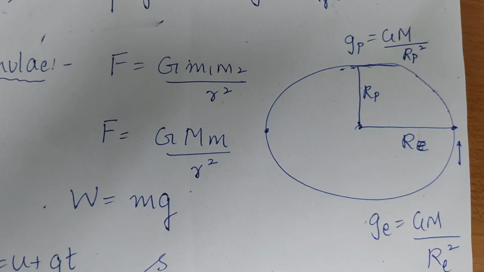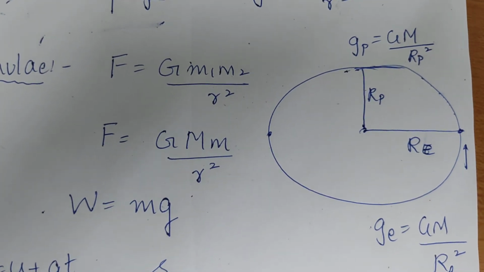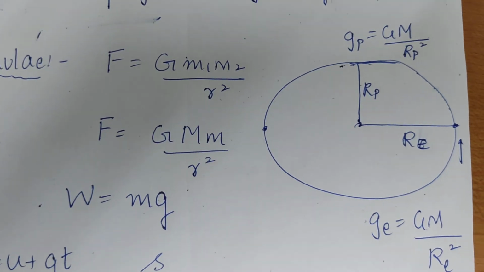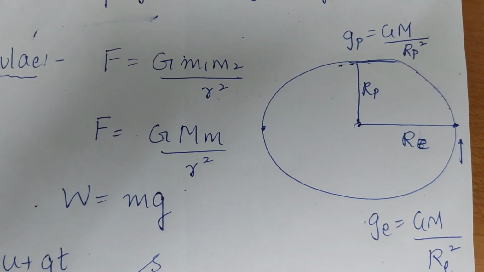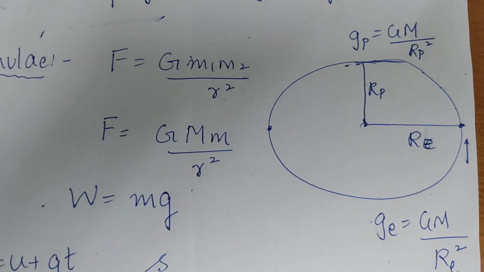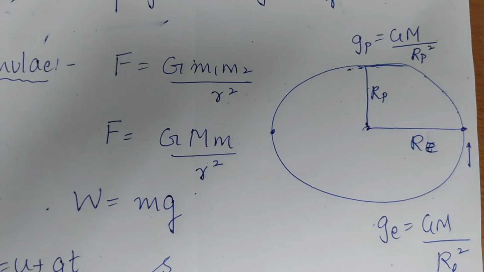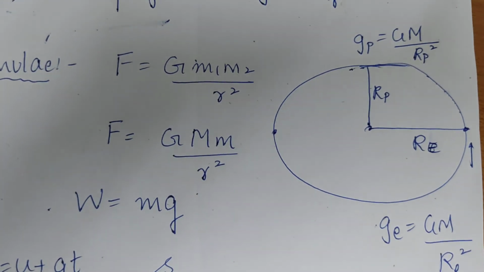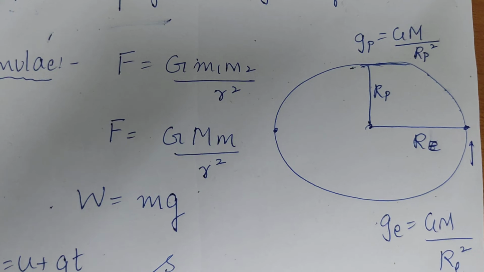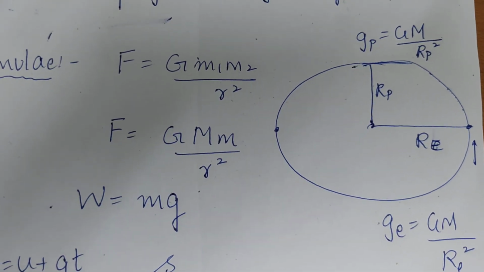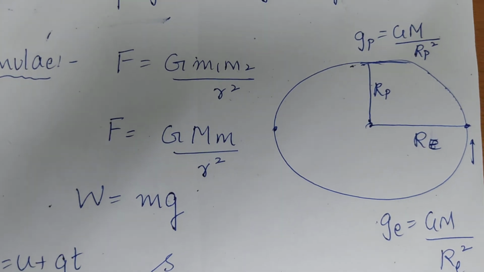So as RP is less than RE, and g is inversely proportional to these radii, GP will be greater than GE. So acceleration due to gravity will have maximum value on the surface of Earth at poles. If we want to be more specific, we can say g value is maximum at poles. And as we move away from the surface of Earth, it decreases. And on the surface of Earth at the equator, it is minimum.